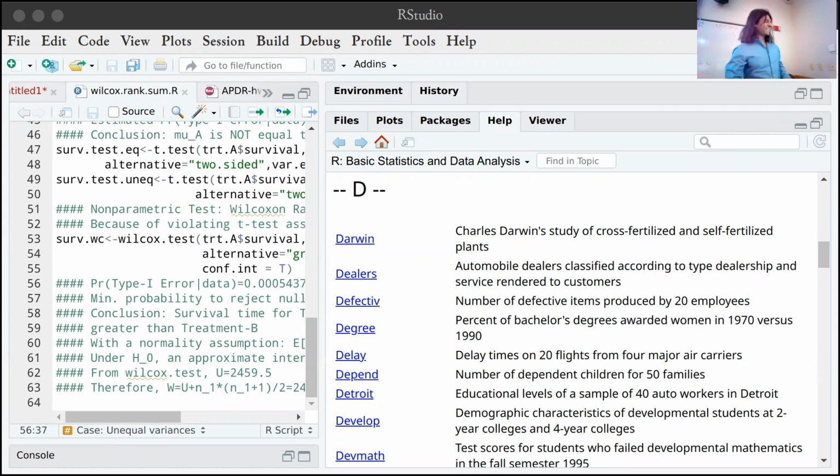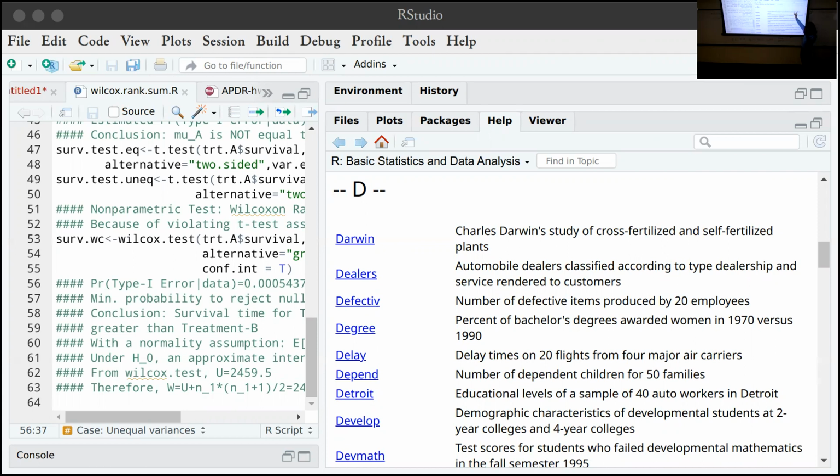There's another one. Darwin. Why, Phoebe? Because there are two samples, a cross-fertilized and a self-fertilized. Very good. So there are two different groups, cross-fertilized and self-fertilized, very similar to treatment A, treatment B.